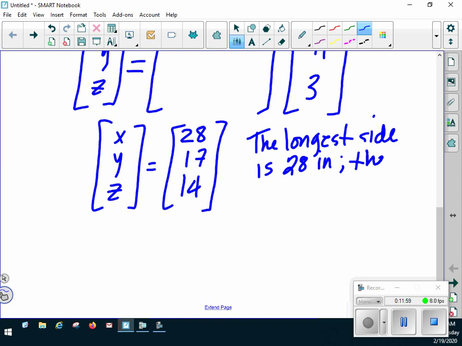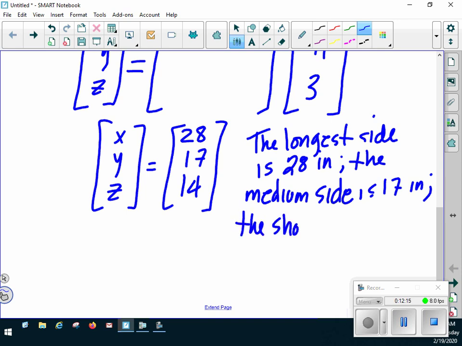The longest side is 28 inches. The medium side is 17 inches. The short side is 14 inches.